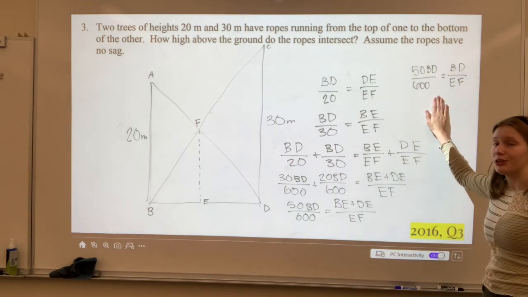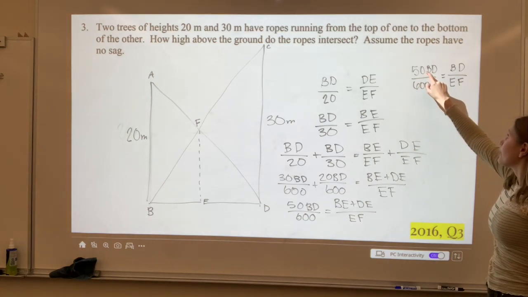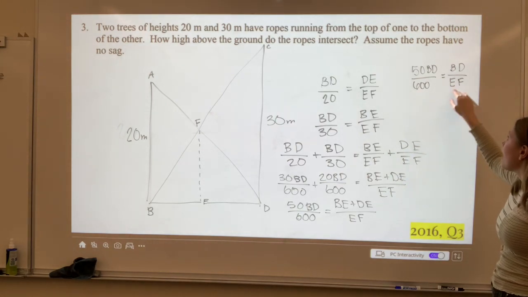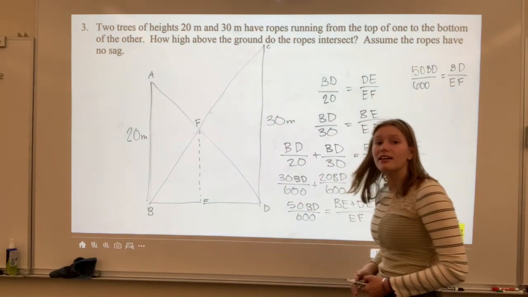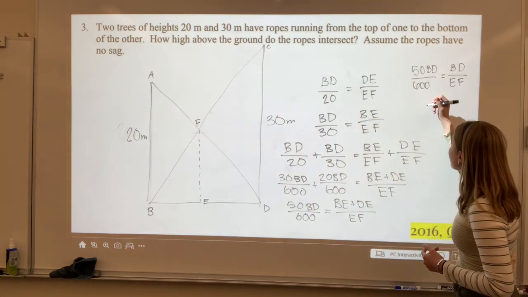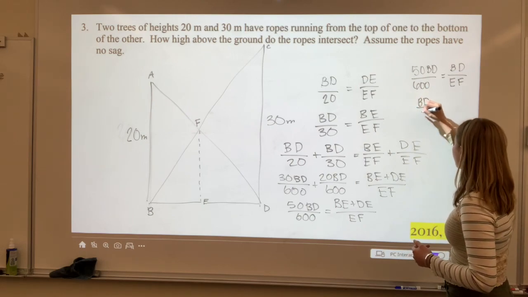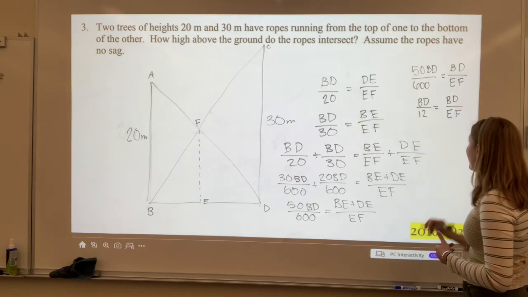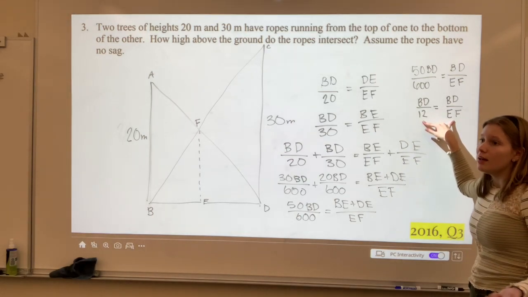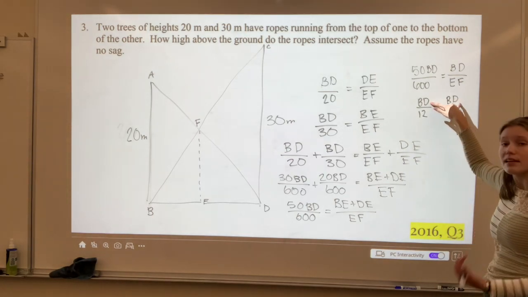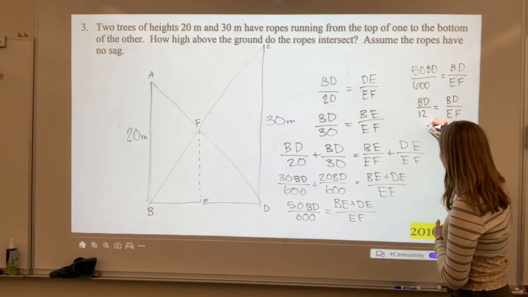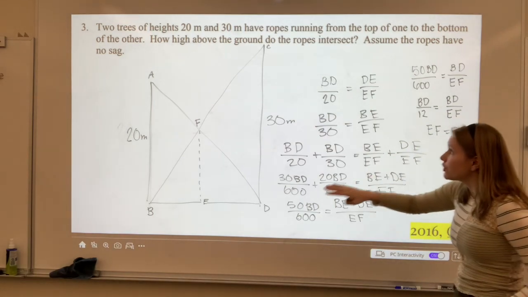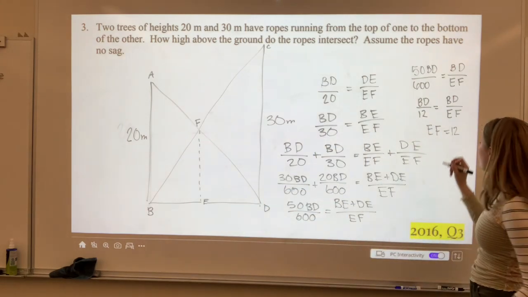So now, if we solve for BD on the top of this fraction, then we are going to have the value of EF, which is the height above the ground where the ropes intersect. So we can simplify this to BD over 12 equal to BD over EF. And we know that 12 and EF have to be the same because they are being divided by the same value on the top. So we know that EF is equal to 12, meaning that these ropes intersect 12 meters above the ground.